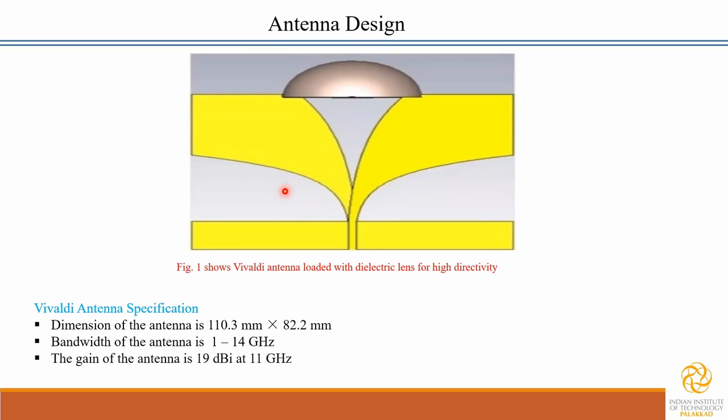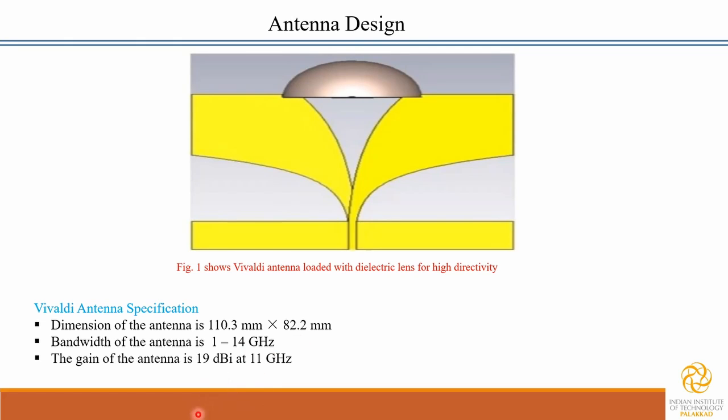So a Vivaldi antenna of 110.3 millimeter by 82.2 millimeter is utilized for microwave imaging. This Vivaldi antenna has a bandwidth of 1 to 14 gigahertz, which covers the lower frequency as well as the higher frequency of the operation. The lower frequency of the operation allows for more depth of penetration, which gives the shape of the tumor, and the higher frequency of operation gives the higher resolution. Thereby, it gives the finer details of the structure.